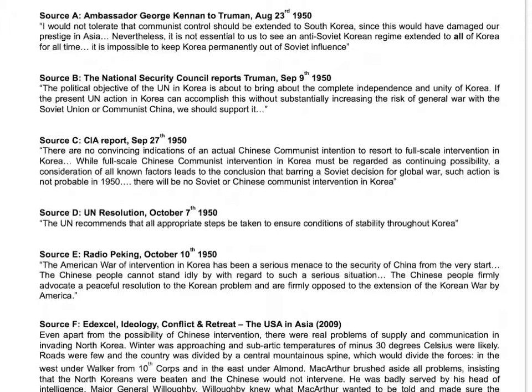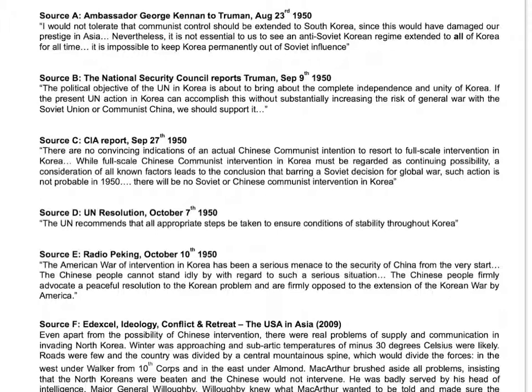Source B, the National Security Council, reports to Truman, September 9, 1950. The political objective of the UN in Korea is about to bring about the complete independence and unity of Korea. If the present UN action in Korea can accomplish this without substantially increasing the risk of a general war with the Soviet Union or Communist China, we should support it.